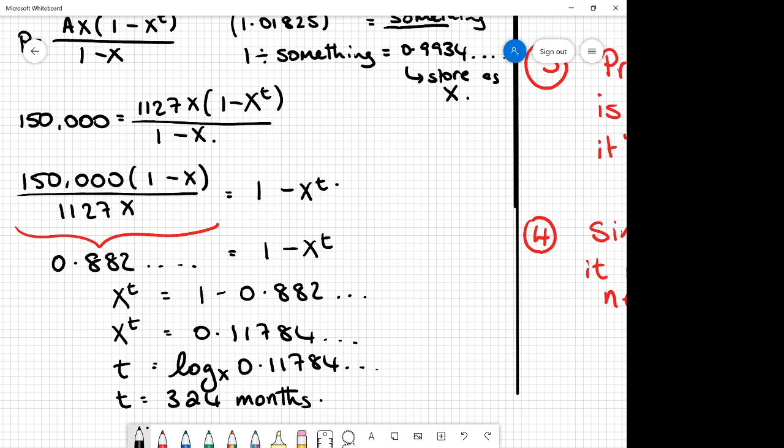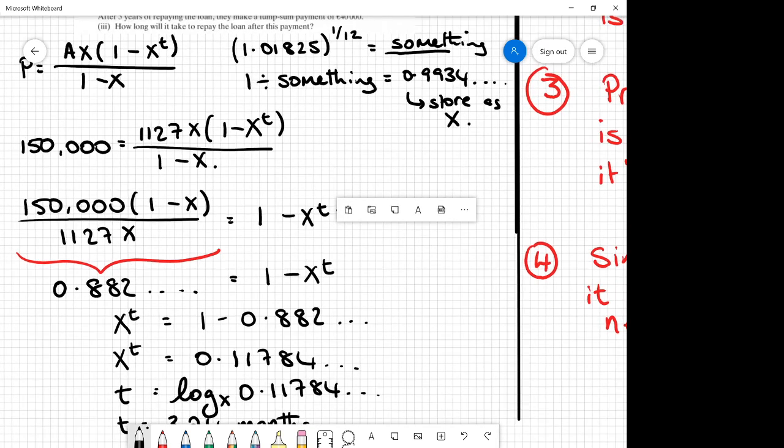Okay, so Jill, the answer that we get out of the calculator there for 1.01825 to the power of 1 over 12, we type 1 divided by the answer to that into the calculator, and according to what I did yesterday, it gives you back 0.9934 and then a load more decimals after that as well. So the something is just the answer to 1.01825 to the power of 1 over 12.